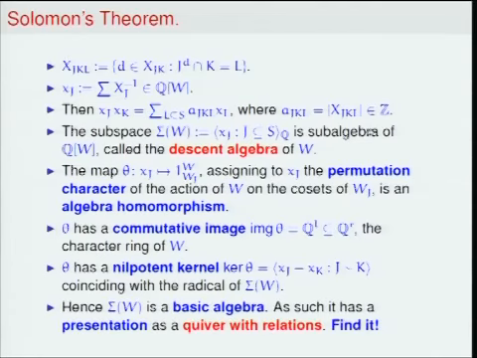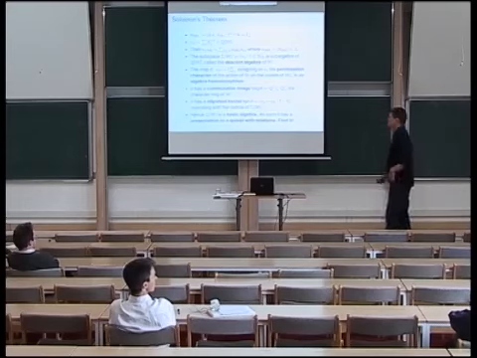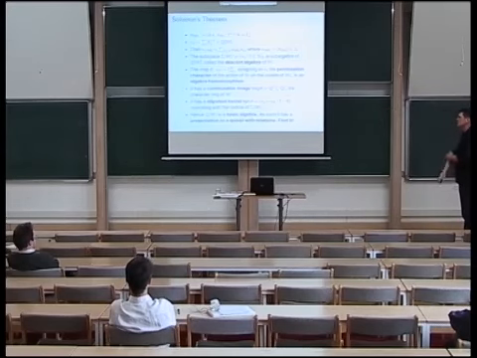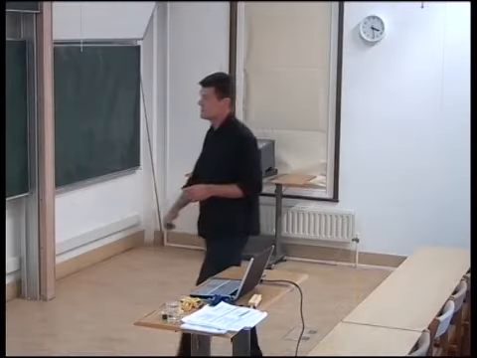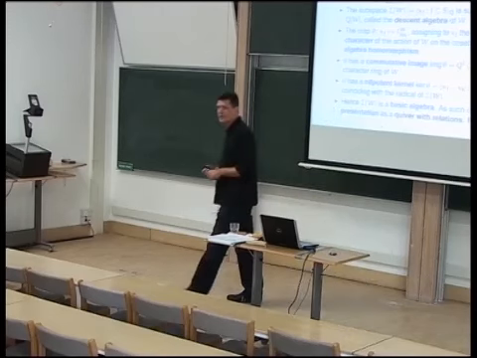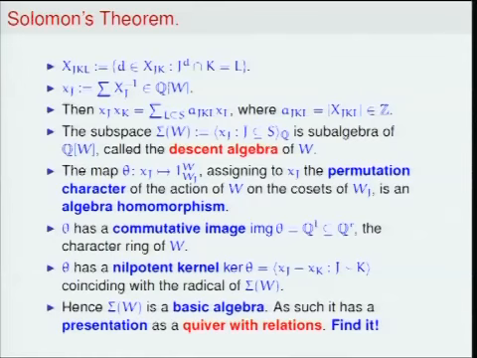From this one concludes then that the descent algebra Σ(W), that's the symbol used for the descent algebra, rather than the sum over a set capital X_J inverse, which is the sum over all the elements. From these two properties, one concludes that the descent algebra is a basic algebra, an algebra whose irreducible representations are all one-dimensional, so it must have a presentation as a quiver with relations, and the task here is to find it.